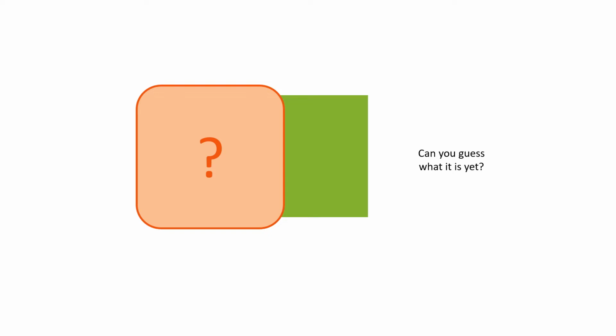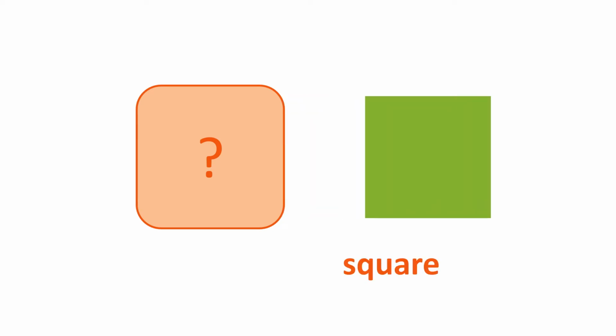Let's see if you're right. Well done if you got it right. It's a square. A square is a quadrilateral. It has 4 straight sides and 4 vertices, and all of its sides are the same length.